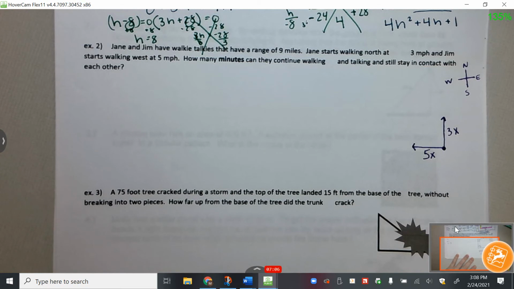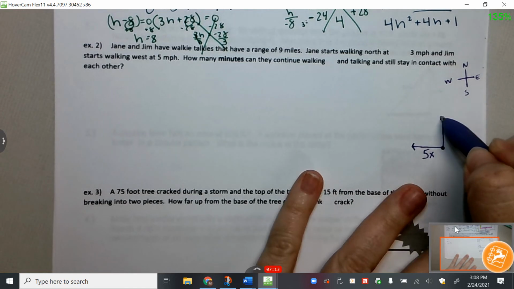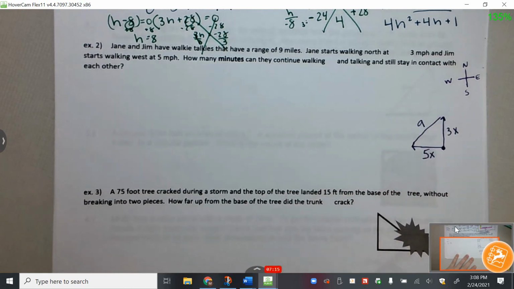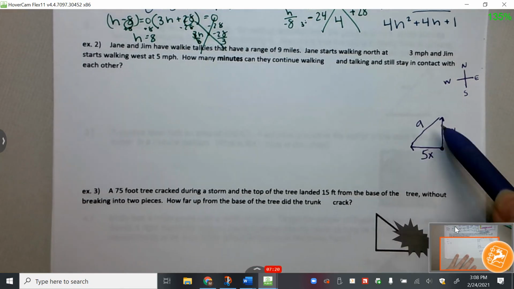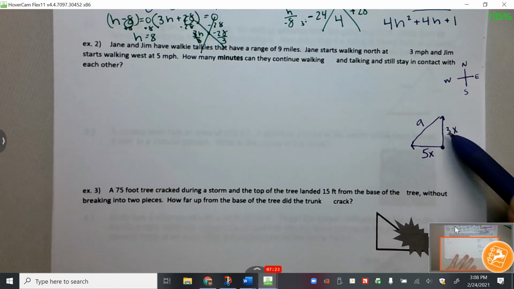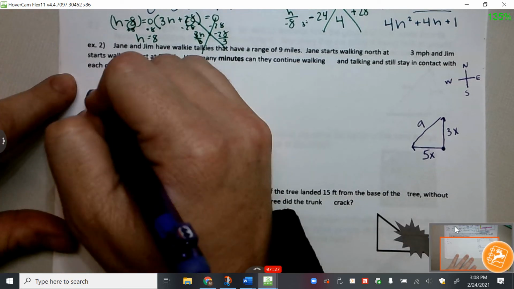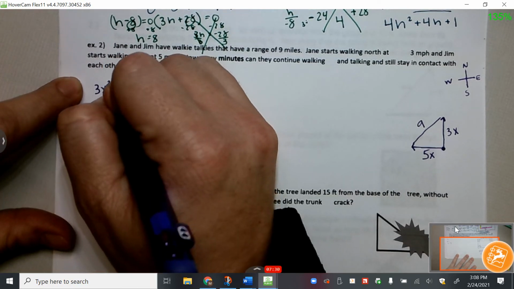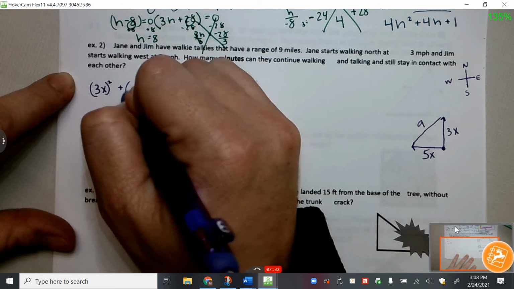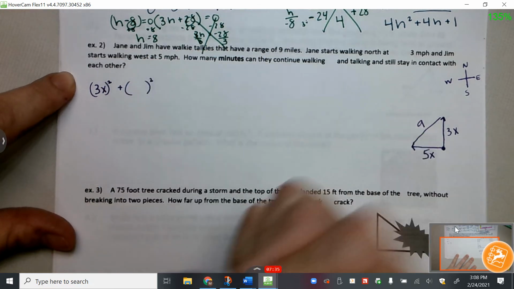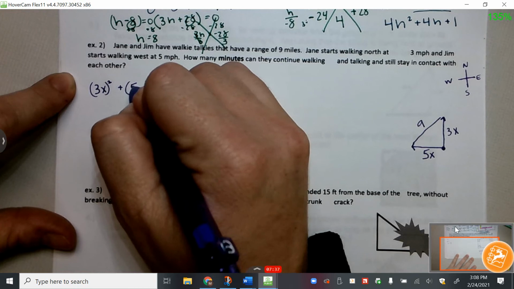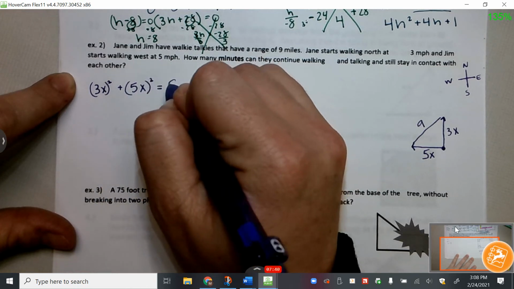And then how many minutes can they continue walking and talking and still stay in contact with each other? Well, it says that they have a range of 9 miles. So as soon as they're outside of that 9-mile range, we know that this is going to be 9. So our smallest side is going to be 3. So a squared plus b squared equals c squared.